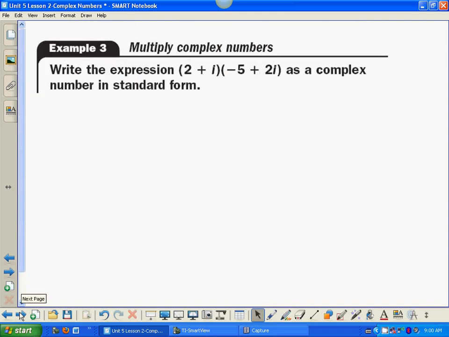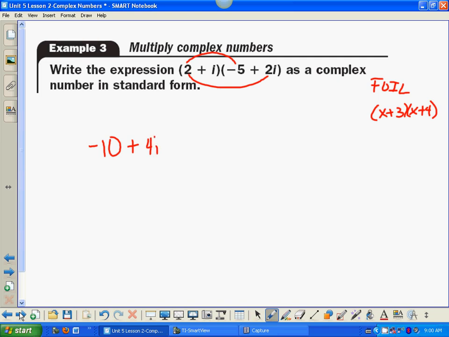All right, now we're going to multiply complex numbers. Basically, in a nutshell, you have to FOIL this problem out. You treat it just like you would x plus 3, x plus 4. Exact same way. The only difference is we are going to have to simplify i when we're done. So when I do my first, 2 times -5 is -10. When I do my outer, I get a plus 4i. When I do my inner, I get a minus 5i. When I do my last, I get a plus 2i squared.